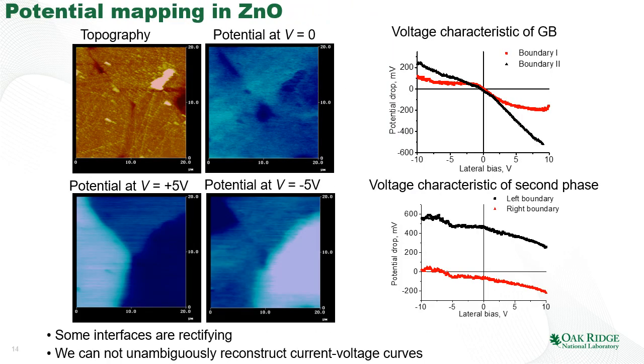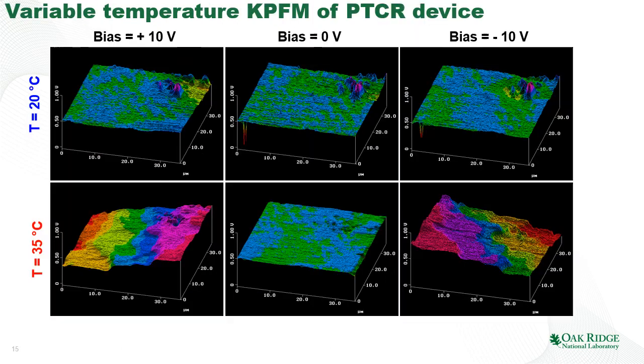Of course, we can get some quantitative measurements by looking at the system with a higher resolution, getting the topographic image, getting the potential on the grounded surface and the potential of the biased surface, and reconstructing the potential drops at each interface as a function of the lateral bias. However, we cannot reconstruct the IV curve unambiguously. To do that, we would need a full potential distribution in the whole system that can be normalized to the external current.